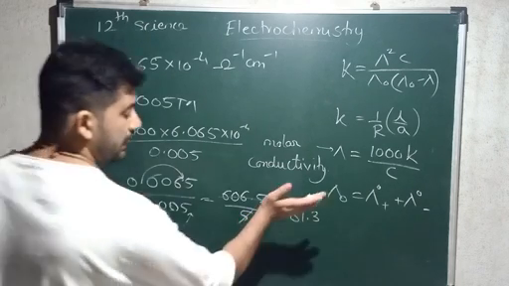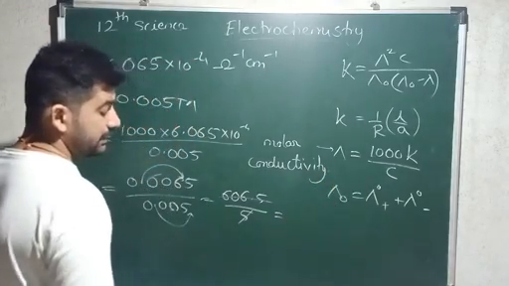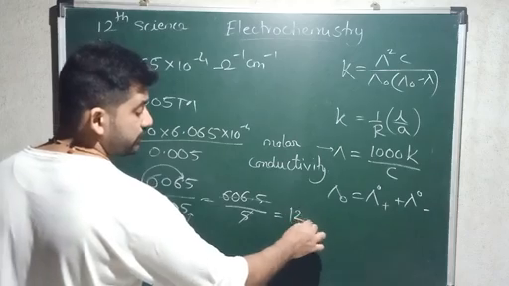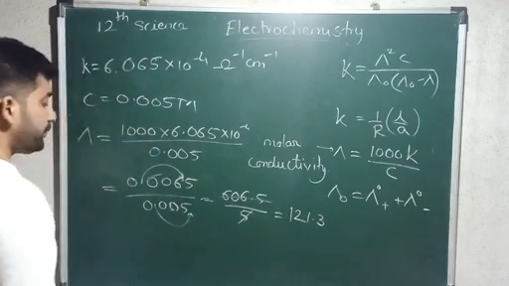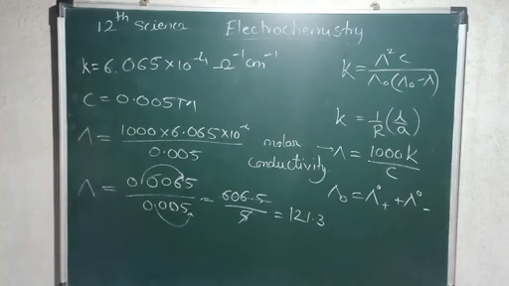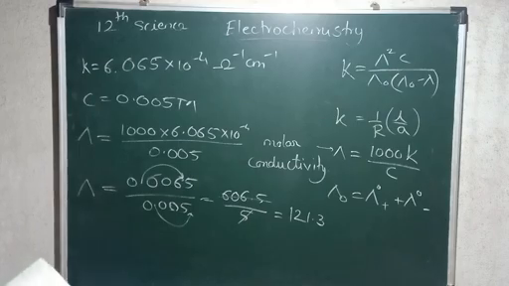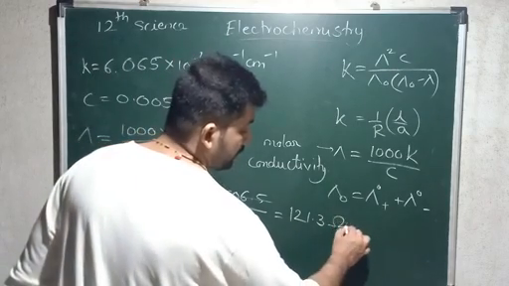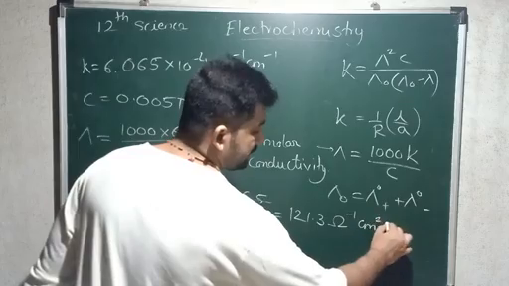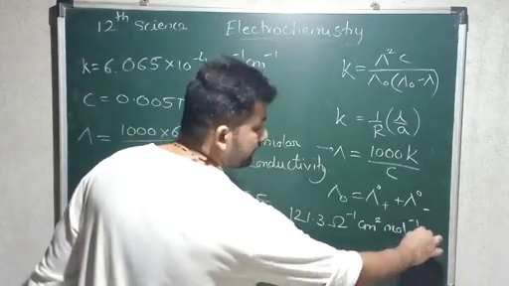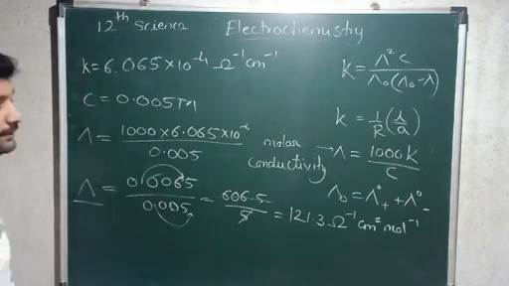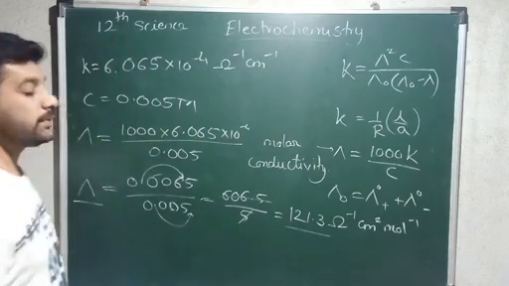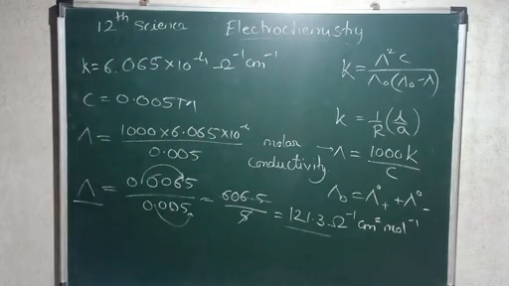Sorry, I have gone wrong with the division part. 5 ones are 5, 5 twos are 10, 5 ones are 5. So 121.3 is the answer, and the unit of that is per ohm centimeter square per mole. This is the unit for molar conductivity. So 121.3 per ohm centimeter square per mole.